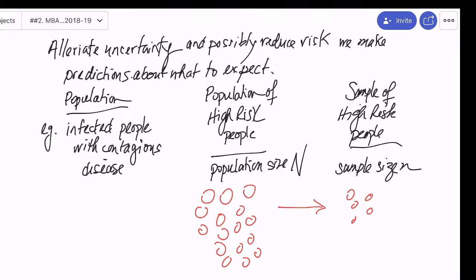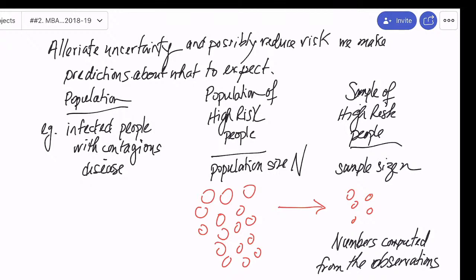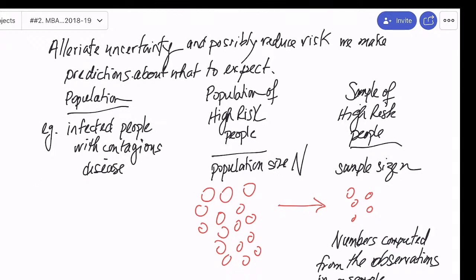Statistics are numbers computed from the observations in a sample. That's what a statistic is. So hopefully you're going to be a little more careful with the use of the term.